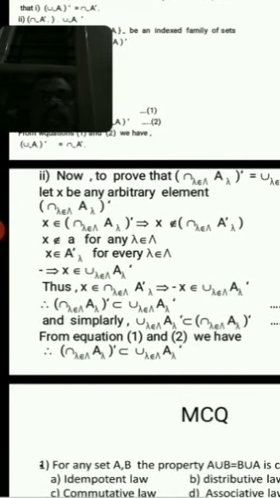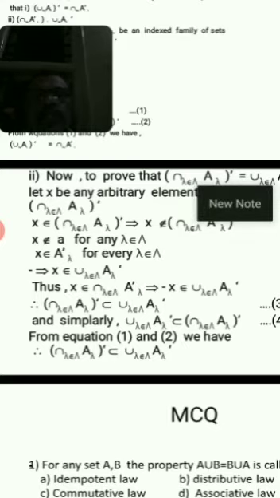X belongs to A_lambda dash for every lambda belonging to Lambda. So X does not contain the element A_lambda for every lambda belonging to Lambda, but X belongs to capital A_lambda dash for every lambda belonging to Lambda. It implies that X belongs to the union of A_lambda dash, lambda belonging to Lambda. Thus X belongs to the union of A_lambda dash.